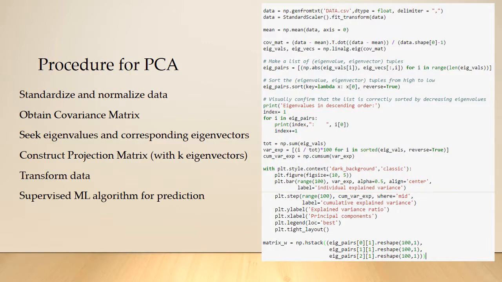The procedure for PCA starts with standardizing and normalizing data because each of our features has different units. Then we obtain a covariance matrix that is symmetric and provides the covariance among different features. From there, we seek eigenvalues and their corresponding eigenvectors, which we use to construct a projection matrix to transform our data that we use for our machine learning algorithm. In this particular case, we use it with stochastic gradient descent to predict GDP level.